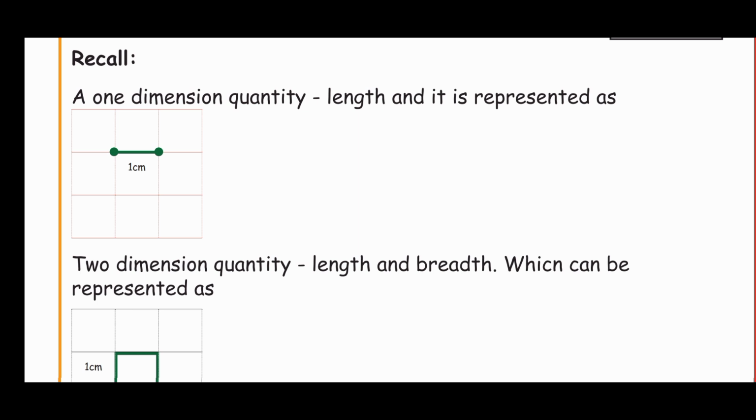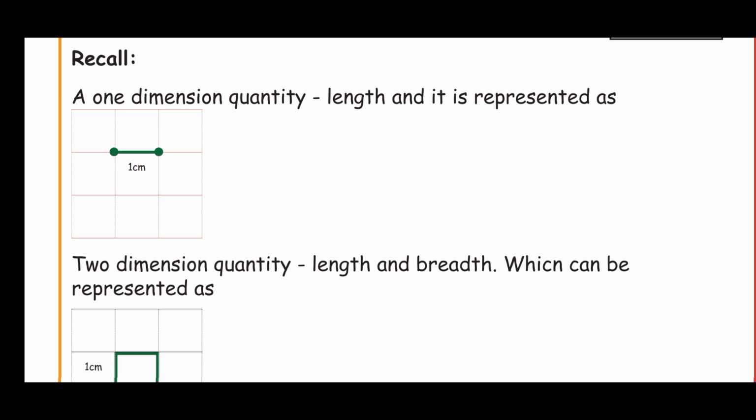A one dimension quantity is length. One dimension quantity means it has only length. We draw the line with the help of the scale. So it is a single line, it only has length, no thickness or breadth, anything like that.